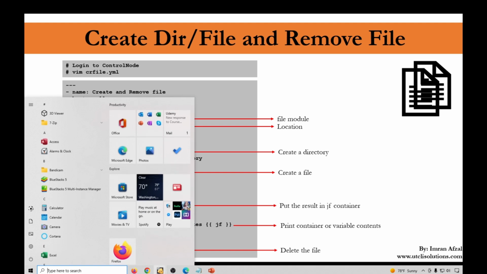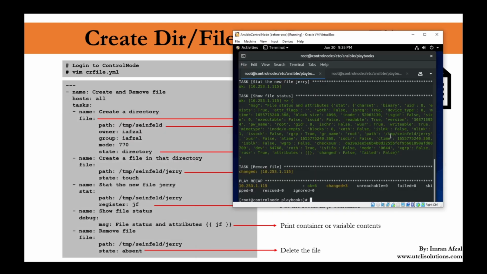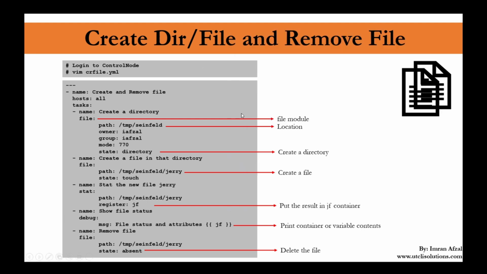If you go back to the control node, you'll notice that the file path is right here, /tmp/Seinfeld/Jerry. It was created, but then of course it was deleted. So that's how you could create a file, stat a file, and check the status of the file if it is there. You could also run certain conditions based on the status of the file. For example, if the file exists, do that. You could put those conditions, which you could learn later on. But anyway, this is just a very simple way of creating files, directories, and removing files. That was the purpose of this video, that you will learn how to manipulate your file system structure.